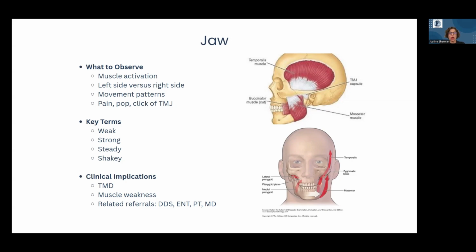Next, I assess the jaw with simple intentional tasks. I'm going to ask the client to open and close their jaw slowly, open wide and hold, and move the jaw side to side. And I'm observing movement quality. Is it smooth or is it jerky? I'm seeing if there are any deviations during opening. Are there visible tremors? Does the client report any pain or popping or clicking at the TMJ? Deviation toward one side often reflects weakness or restriction on that side.